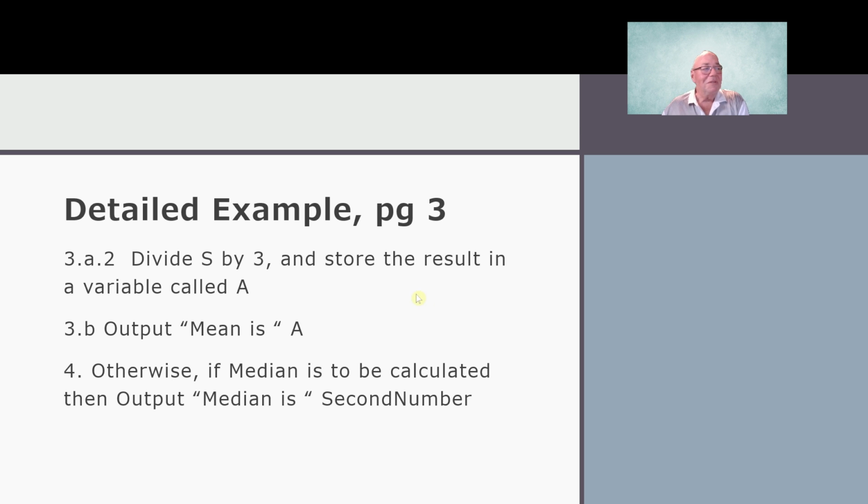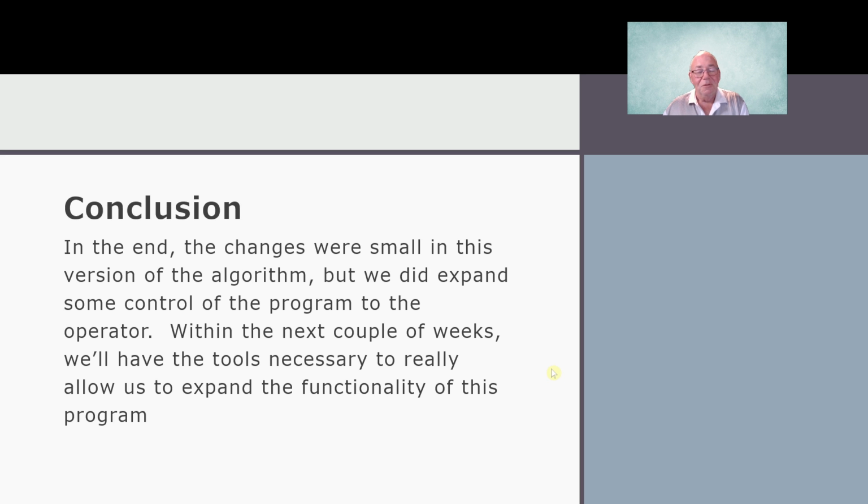The reality of it is, because we know it's the second number, if someone asks for the median, we're going to give them the second number back. And that's it. So the changes are pretty small in this version of the algorithm, but we've expanded to encompass conditionals, and within the next few weeks, we're going to have a lot more tools to do more interesting things with this algorithm, and the resulting code out of it as well.